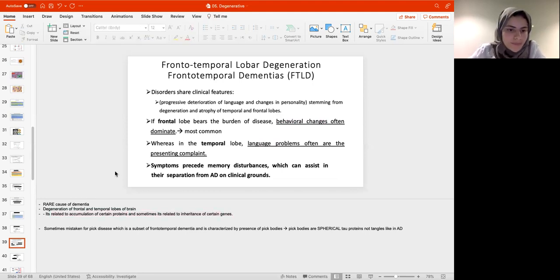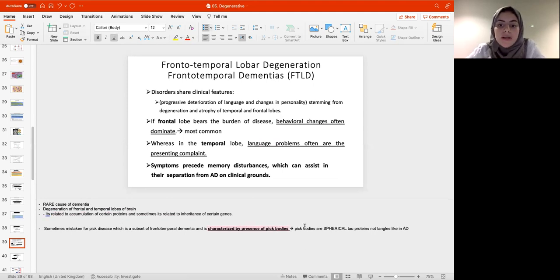Okay. Here, I added something, it's important. Sometimes it can be mistaken for Pick's disease, which is a subset of frontotemporal dementia, and it's characterized by the presence of Pick bodies. And in Pick's disease, these bodies are spherical tau proteins, not tangles. In AD, they're tangles. In Pick's disease, they're spherical. And what's Pick's disease? It's basically a subset of frontotemporal dementia.